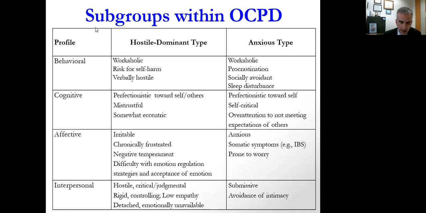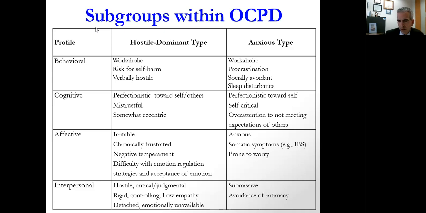I work in an OCD center, and in this placement, the individuals that present with OCD as well as OCPD tend to be more the anxious type. But I've also worked with individuals in this more high control, hostile dominant type. So I'm just going to go through some differences between these two types.